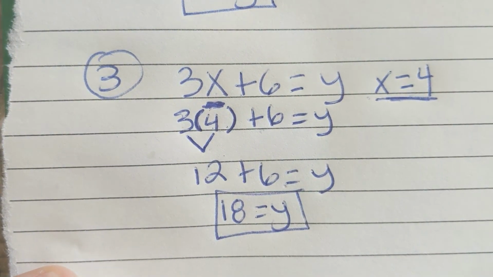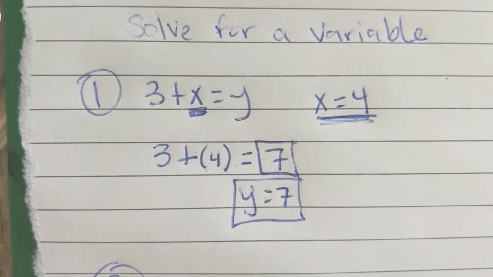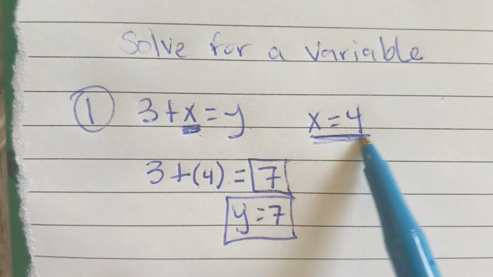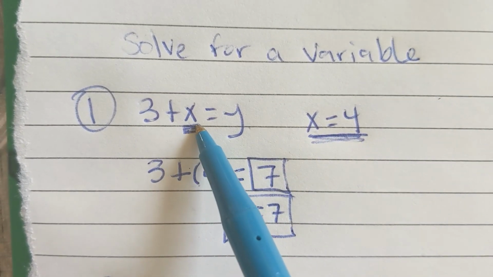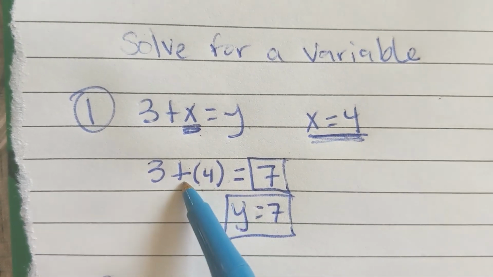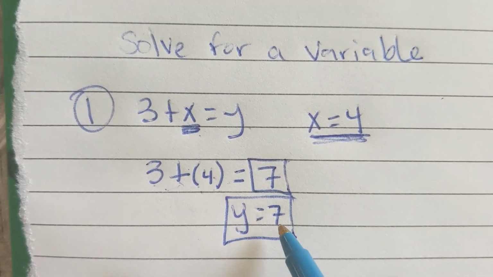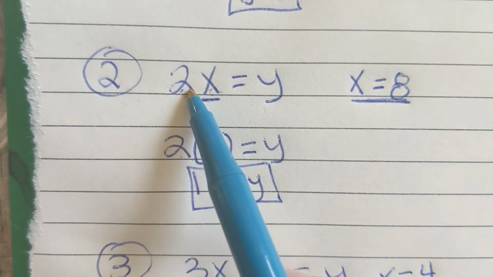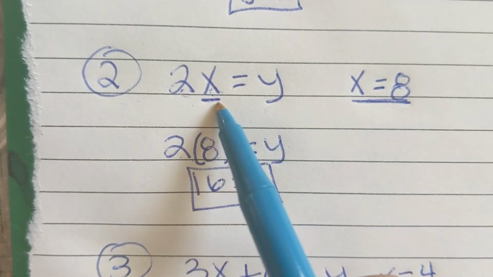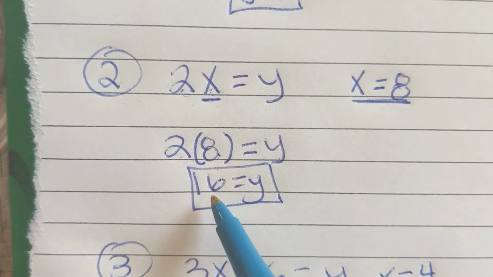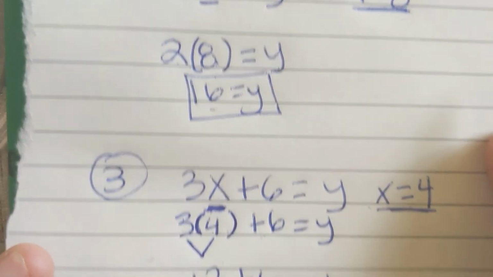Okay? So quick review. 3 plus x is equal to y. So x is equal to 4. So all we did was replace that x with the 4. So then y is equal to 7 because 3 plus 4 is equal to 7. Okay? Number 2. 2 times 8 because x is equal to 8. So 2 times 8 is y. 2 times 8 is 16. So 16 is equal to y.